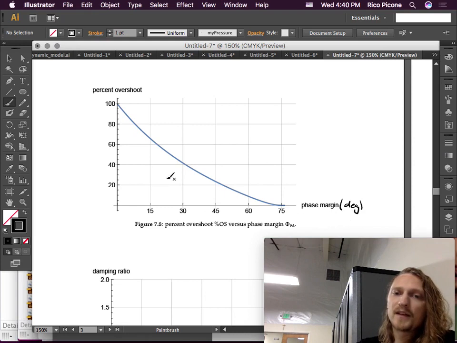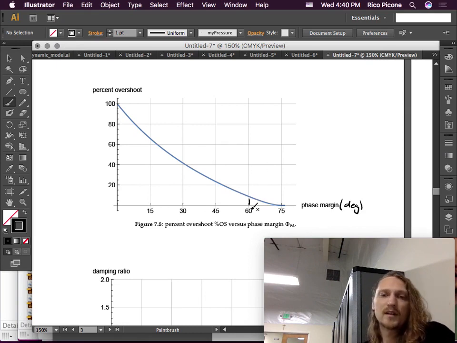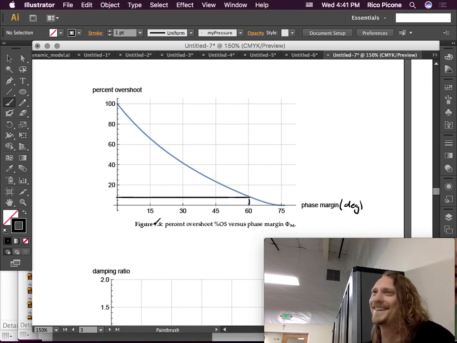60 degrees of phase margin gives you a relatively small percent overshoot, right? There's nothing quite as satisfying to an engineer as a nicely constructed design curve. So I like making design curves. This one relates the phase margin to the percent overshoot, which is useful.